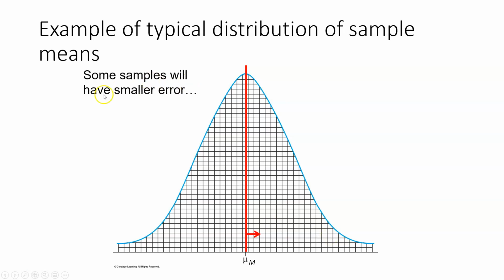So some samples will have smaller error, like this one right here has an error of just a couple of units. But sometimes our samples will have larger error. They will be far away from the population mean just by chance.